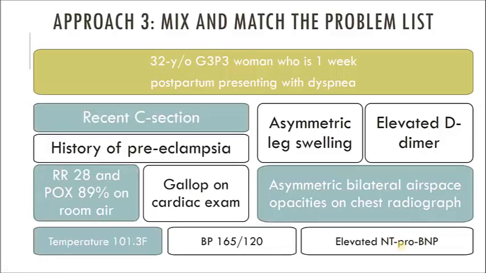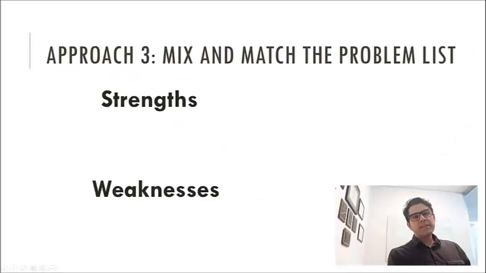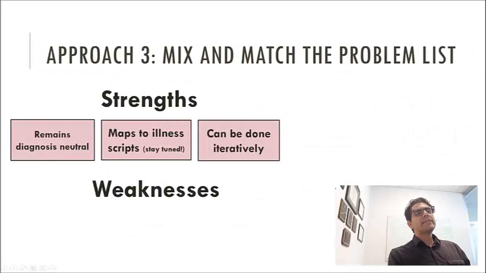But then you might say, oh, let's look at the problem list again. She's got a C-section. She was in the hospital recently, and she's tachypneic, and she's hypoxemic, and she has a little bit of a fever. Maybe these opacities are actually some sort of pneumonia. So you can see the strengths of this approach, right? It remains diagnosis neutral. It allows us to pick different elements of the problem list that can map to different illness scripts. And again, it can be done iteratively.